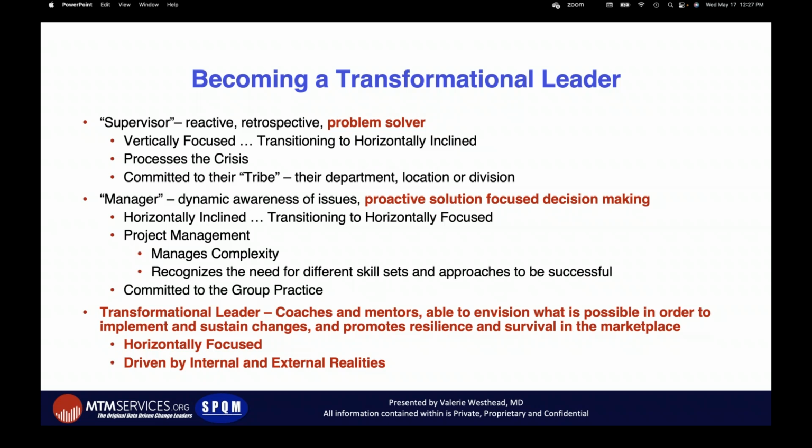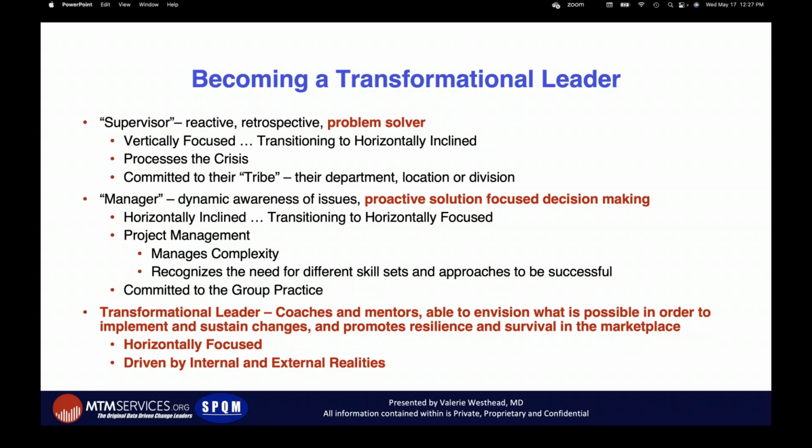I'm going to tend to be focused on my own little tribe, which is the department I work in. I am less concerned about what's going on in the wider world. I'm really focusing on taking care of the needs of the staff who are directly reporting to me.